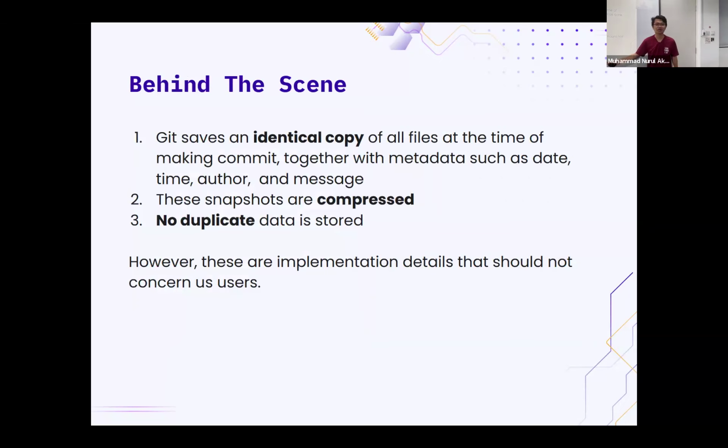So not that important, but basically behind the scenes, Git will save an identical copy of all your files in the directory. That's why when you revert to previous commits, you're able to get back all the files in the exact state as at the time you saved them. Then all these files are compressed and there are no duplicates. Git is smart enough to know that some files are unchanged and will not save a duplicate of that. That's why the size is reduced. It's not very large to have a Git repository. Yeah, but it's just implementation details that should not concern us as Git users.